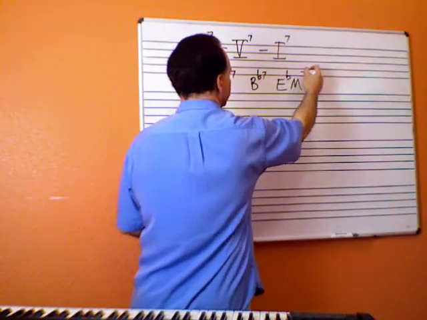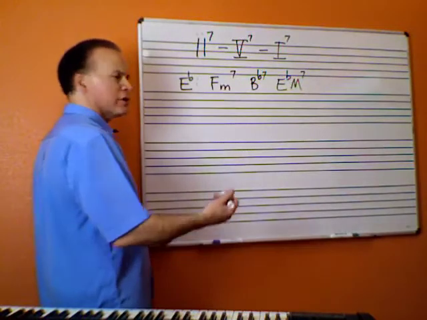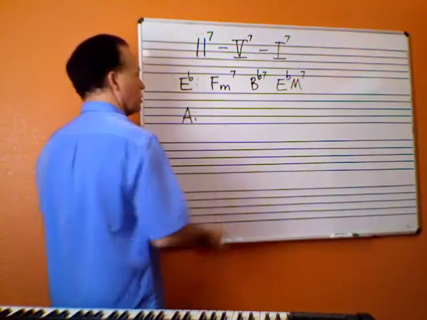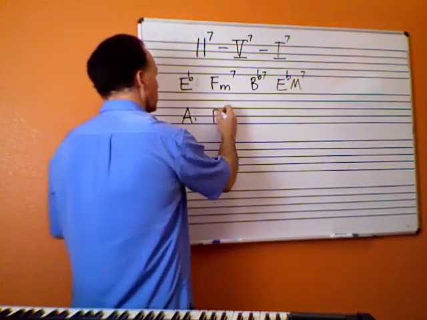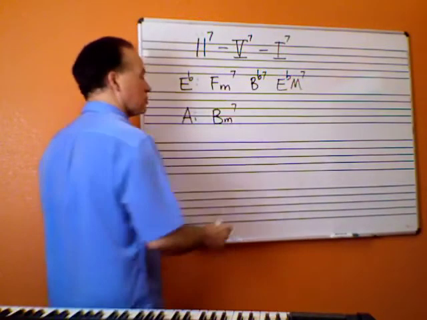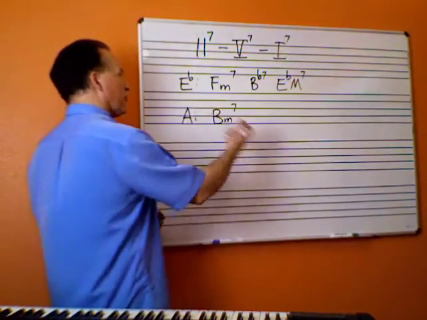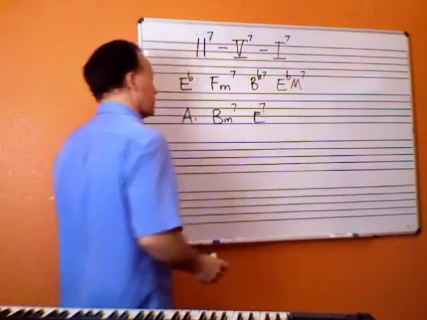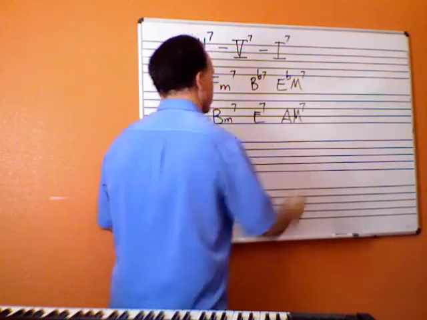Let's go ahead and build a 2-5-1 in a different key. How about in A major? Well, in A major, the 2 chord would be a B chord, and remember, in order for it to be a bona fide 2 chord, it has to be a minor 7th. The 5 chord must be dominant, so that would be E7 in the key of A major. And the 1 chord, of course, is an A major 7th.